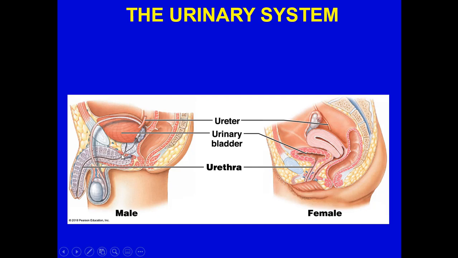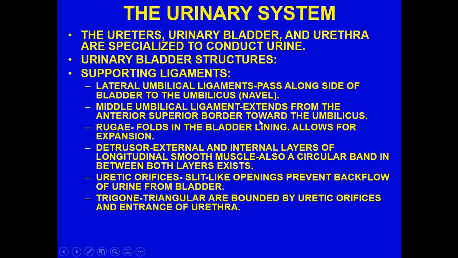Now, the urethra is longer in the males because it has to pass through both the prostate as well as through the penis, okay? The ureters, the urinary bladder, and the urethra specialize to conduct urine. You have to keep in mind that urine has a lower pH on average, and so you're going to have some supporting structures, etc., involved. You're going to have also some modifications of the actual walls to handle the acidity and the unusual characteristics of the urine. What I mean by that is the ion concentration and things like that.